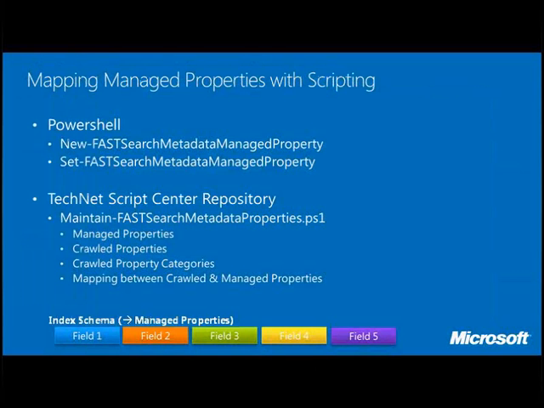There are a couple of commandlets in PowerShell, the new FAST Search Metadata Managed Property and the set of the same thing, which are great, but you have to kind of program around them. Well, if you go out to the TechNet Script Center, the repository up there, and look for this Maintain FAST Search Metadata Properties PowerShell script, you'll find something that will allow you to configure an XML file and basically update, create, and map all of your crawled properties to your managed properties.